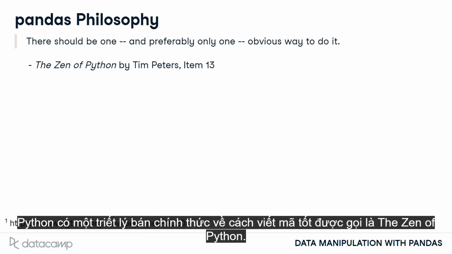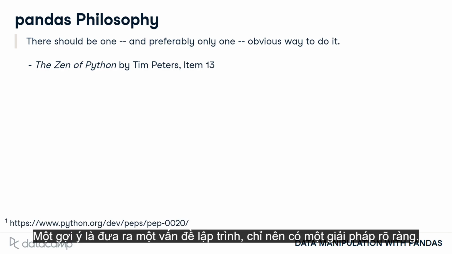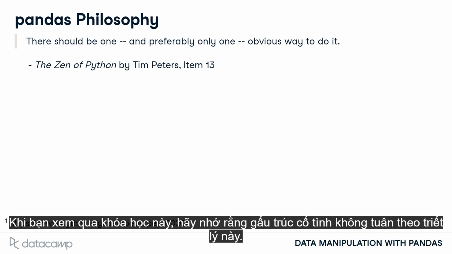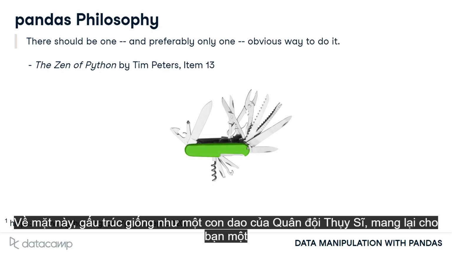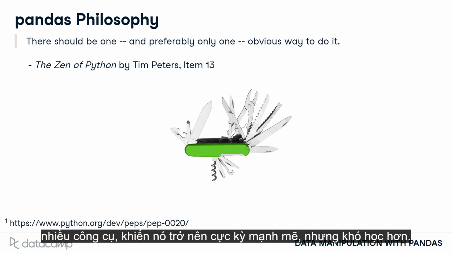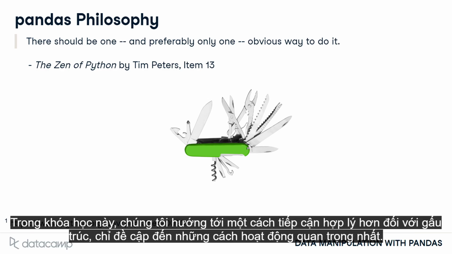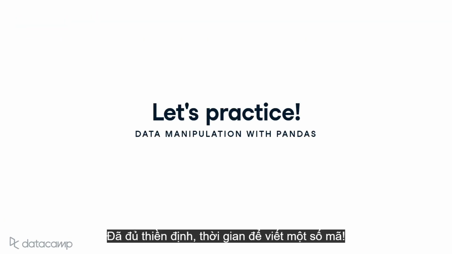Python has a semi-official philosophy on how to write good code called the Zen of Python. One suggestion is that, given a programming problem, there should only be one obvious solution. As you go through this course, bear in mind that Pandas deliberately doesn't follow this philosophy. Instead, there are often multiple ways to solve a problem, leaving you to choose the best. In this respect, Pandas is like a Swiss Army knife, giving you a variety of tools, making it incredibly powerful, but more difficult to learn. In this course, we aim for a more streamlined approach to Pandas, only covering the most important ways of doing things. Enough meditating. Time to write some code.